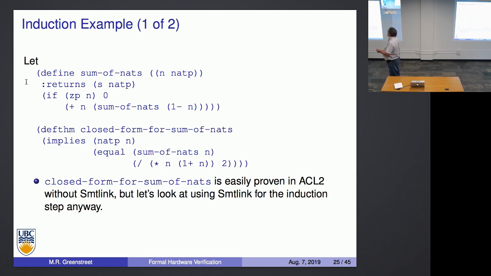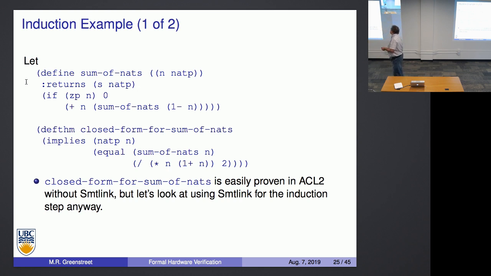So n's a natural number. If n is 0, then we return 0, and otherwise we take the sum of n plus the sum of the nats up to n minus 1. Now what I want to do is prove that if n is a natural number, remember ACL2 is untyped, so even though I said in my argument it's a natural number, my statements have to hold no matter what type n is.